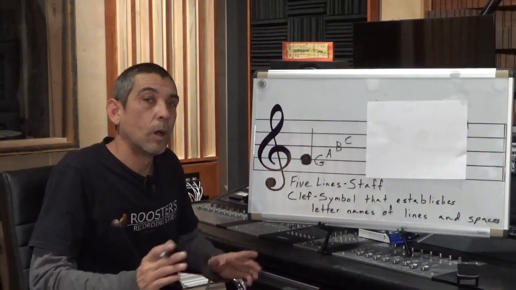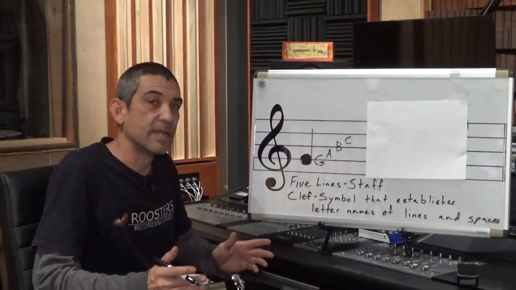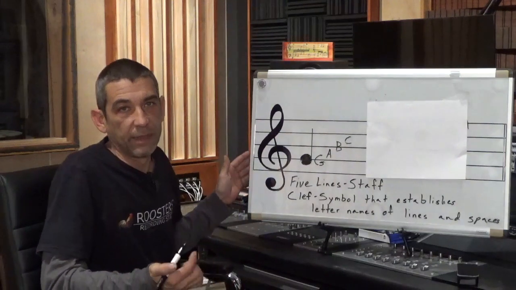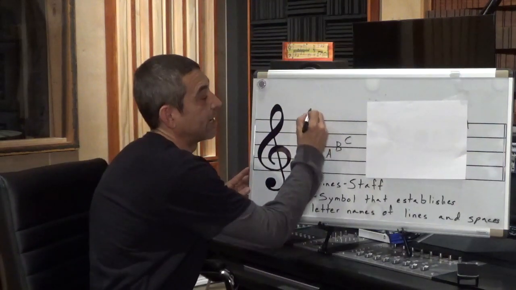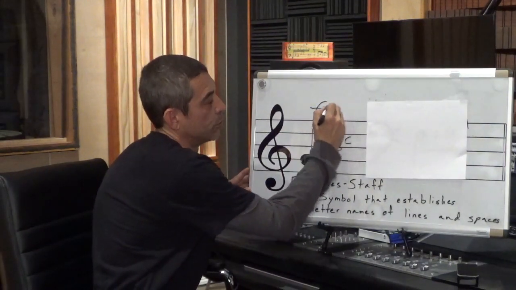If we need to go above or below the lines to add notes, we add what's called a ledger line. So you would just add a ledger line and add your note.